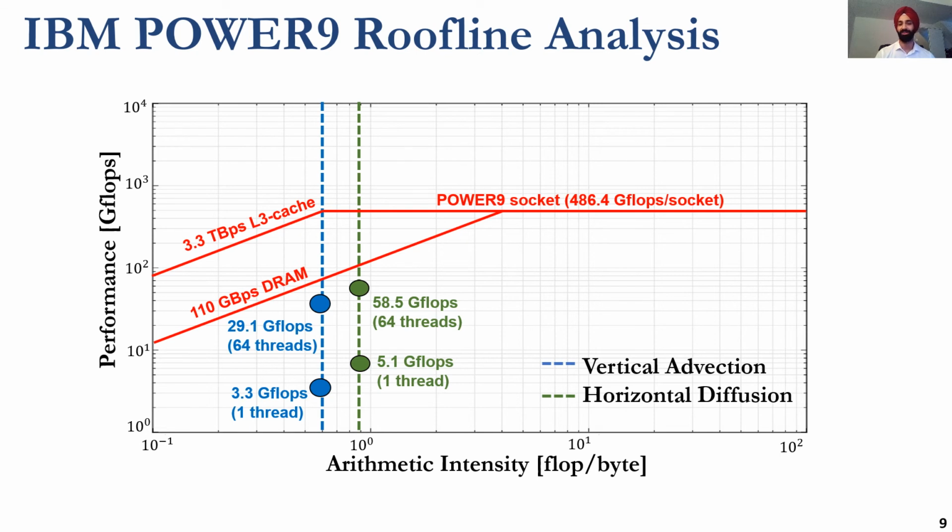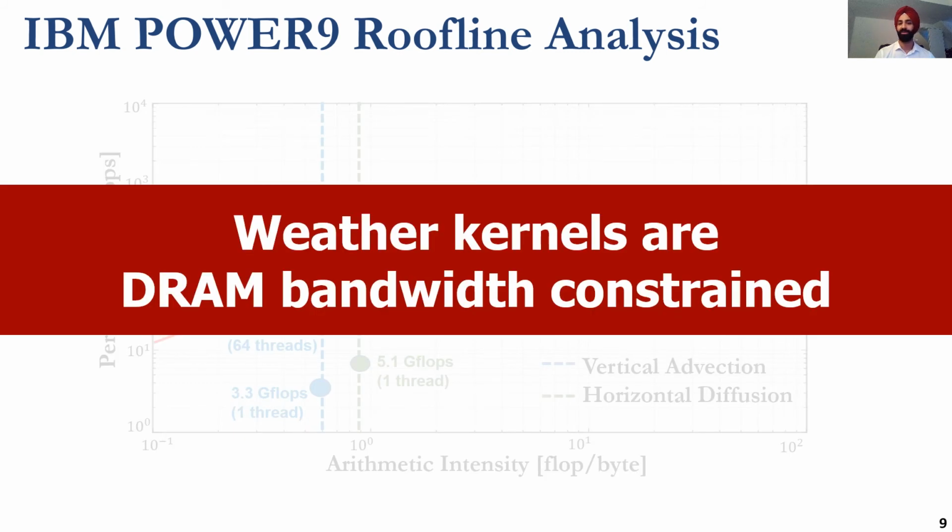We see that their low arithmetic intensity limits their performance, which is one order of magnitude smaller than the peak performance and results in a fundamental memory bottleneck that standard CPU-based software optimization techniques cannot overcome. Our roofline analysis revealed that these weather prediction kernels are DRAM bandwidth constrained on a multi-core architecture.